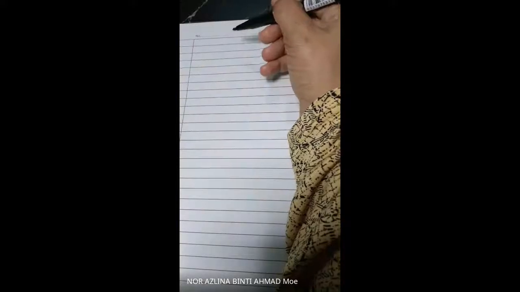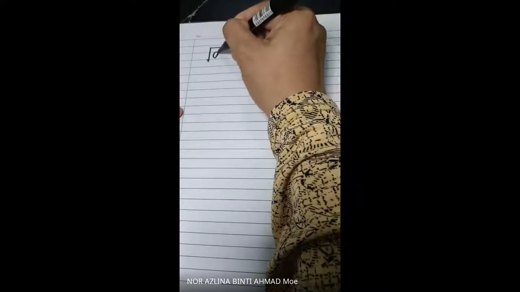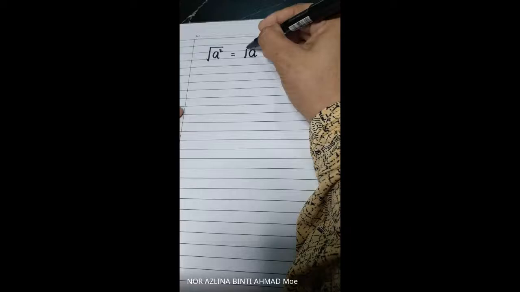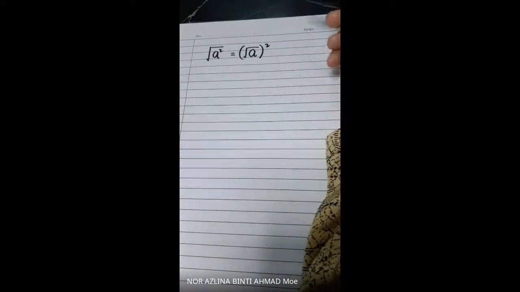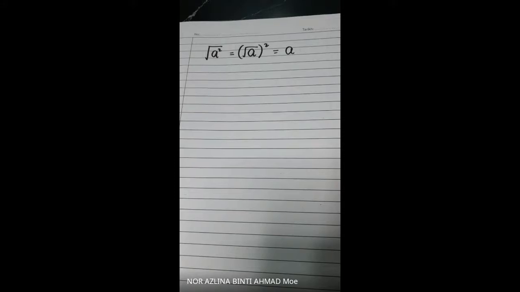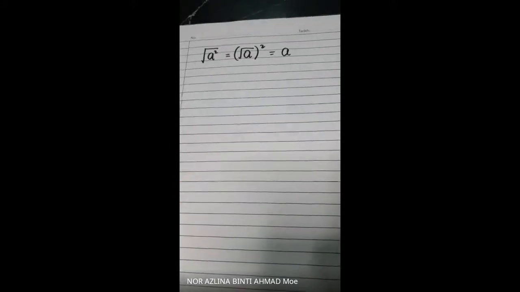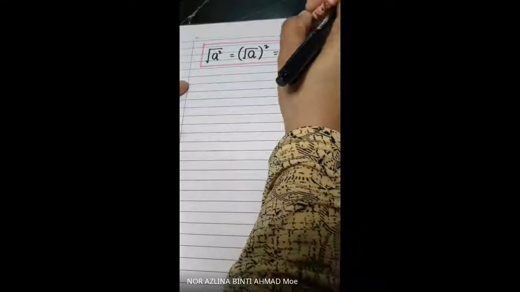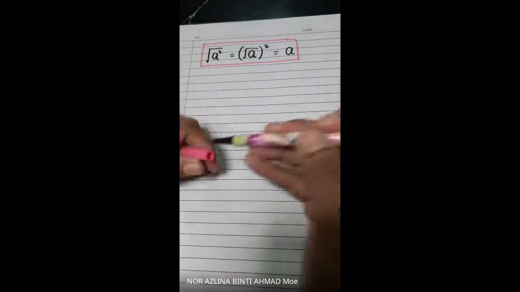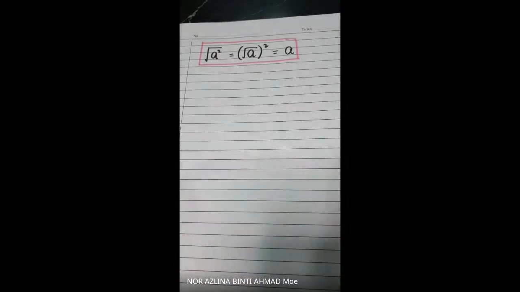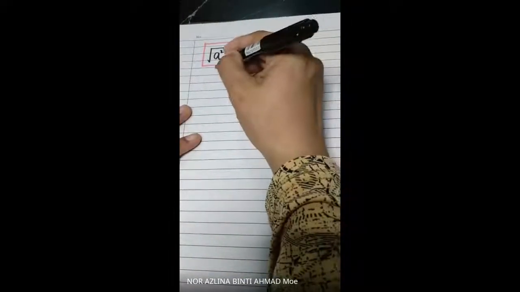Okay. In general, if square root of A to the power of 2 is equal to A, the square root of A power of 2, this is the same. So this answer will get A only. If you still feel you need to write this, write it in your book later. Square root of A squared is equal to square root of A square. It's equal to A.